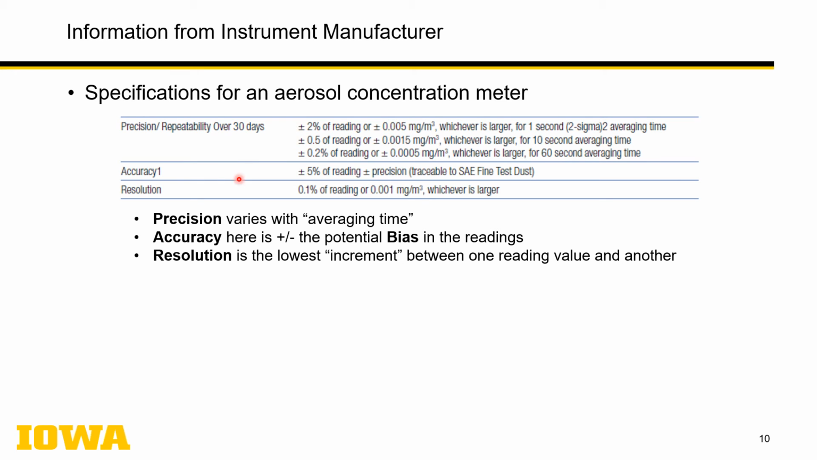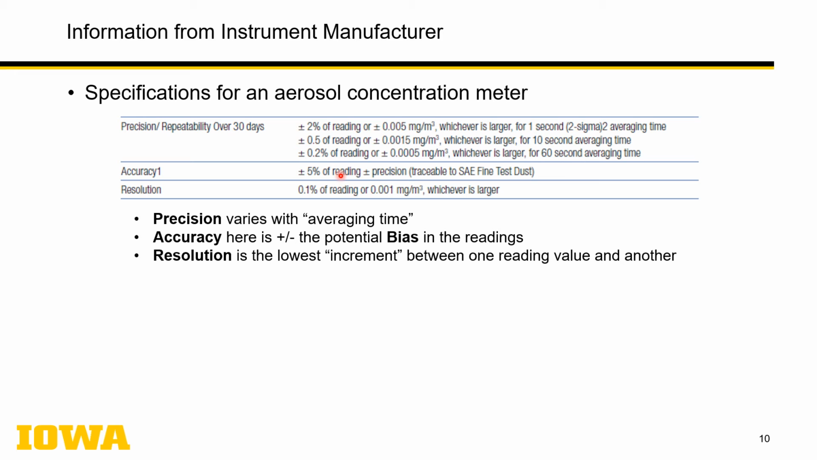The accuracy is plus or minus 5% of the readings. I'll talk about this next part. So again, that's also expressed as a percentage. So this is the bias, plus or minus 5% at any given time, but we don't know whether it's plus or minus 1% or 2%, but it's within that range.